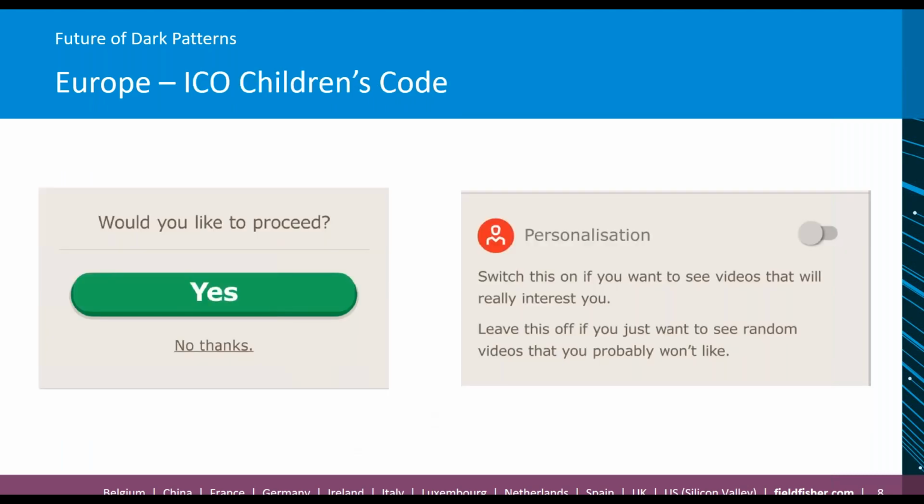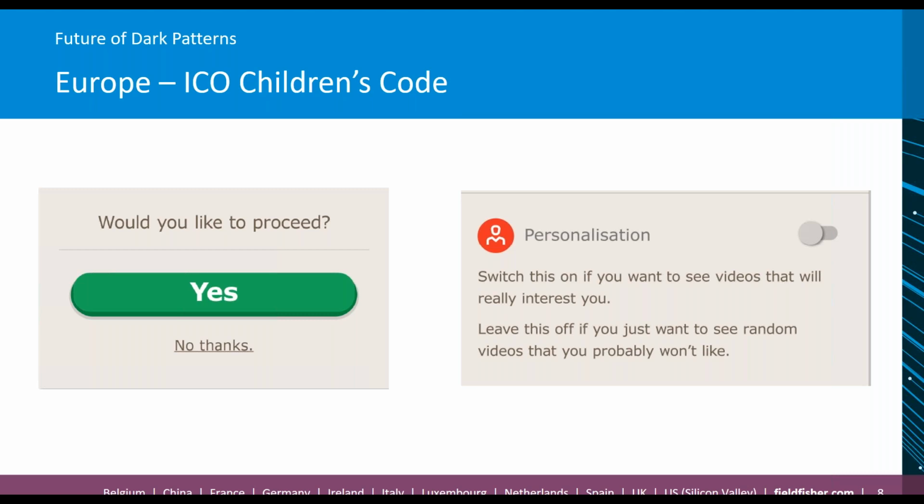Just to briefly mention the children's code from the ICO. This was known as the Age Appropriate Design Code. It doesn't really talk about dark patterns in particular, and it is aimed at children. However, it does talk about nudge techniques. So any design features which lead or encourage users to follow the designer's preferred paths are not to be used.